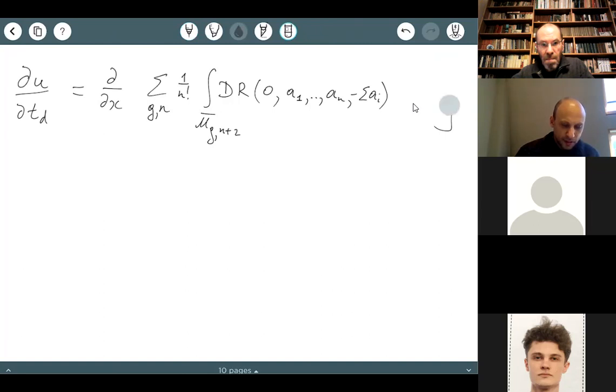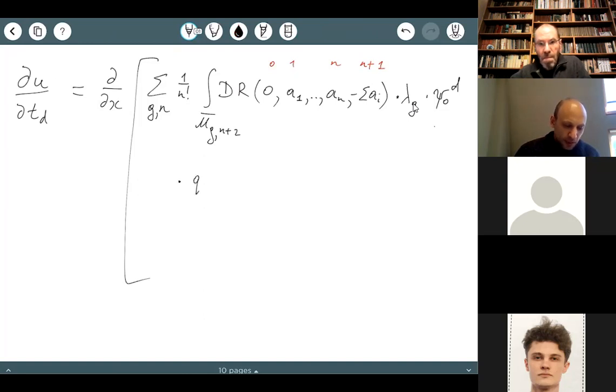I see I will need bigger brackets because it will not fit into one line, times lambda_g times, let me write the classes, I'll try to write the classes in one, times psi_0 to the power d. So the marked points, I will number them 0, 1, 2, 3, n plus 1, from 0 to n plus 1, so as to respect the indices. So psi_0 corresponds to the marked point number 0. And all this is multiplied by q_{a_1}, q_{a_n}, e to the power i sum of a_j x.